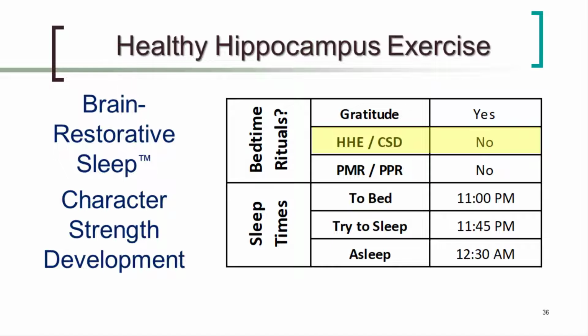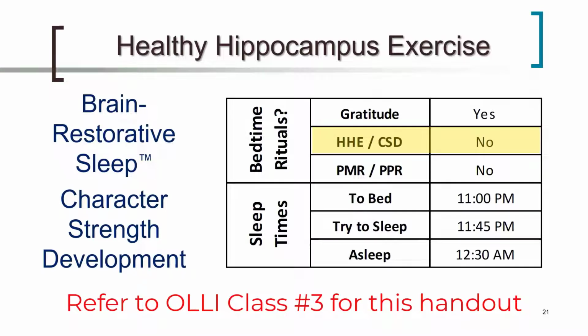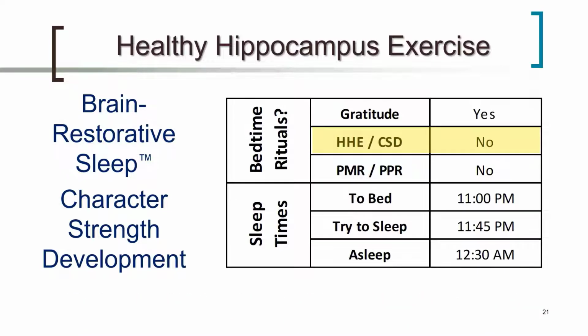In these uncertain times, it's especially important to do what you can to develop your emotional resilience. I'd like to help you set the stage to thrive in the next chapter of your life story. In the bedtime ritual section of the sleep diary, we find the Healthy Hippocampus Exercise and character strength development, along with using prayers of gratitude and either personal mantra relaxation or personal prayer relaxation. This sets the stage for your brain to do a lot of really good work while you sleep.